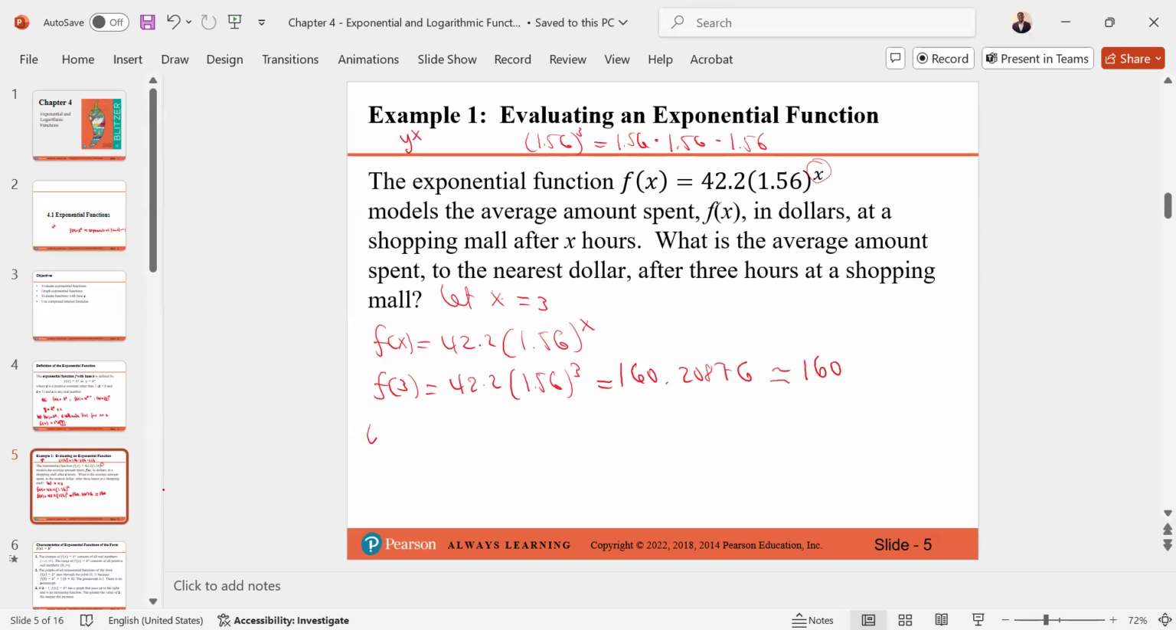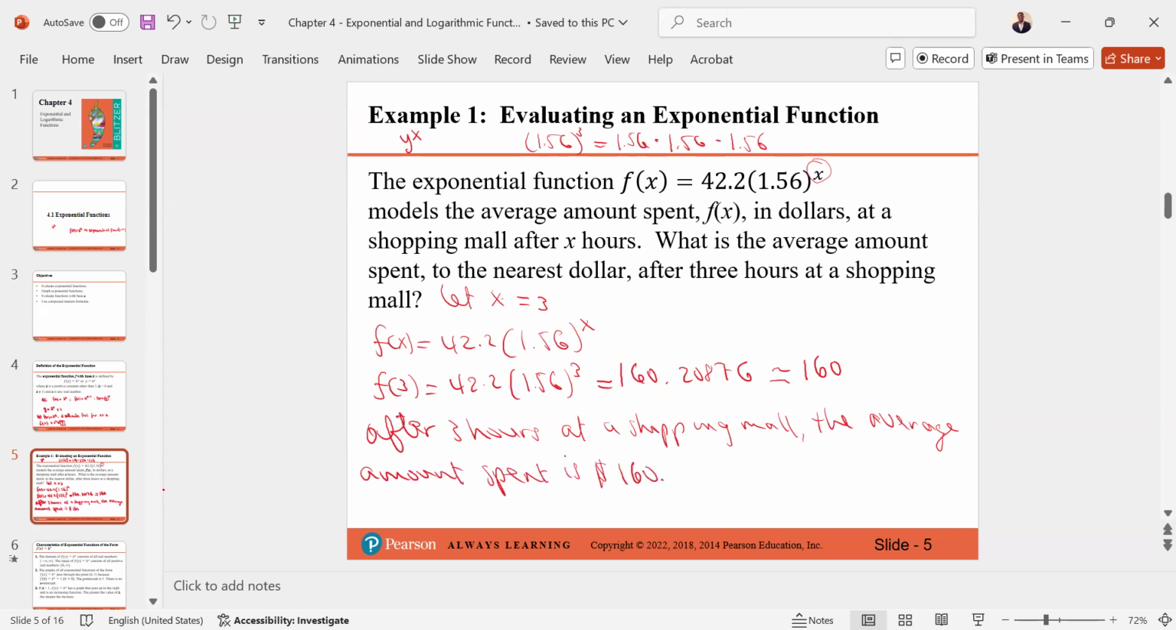So after 3 hours at a shopping mall, the average amount spent is $160. Okay, so that's one of the examples of how you can evaluate exponential functions.